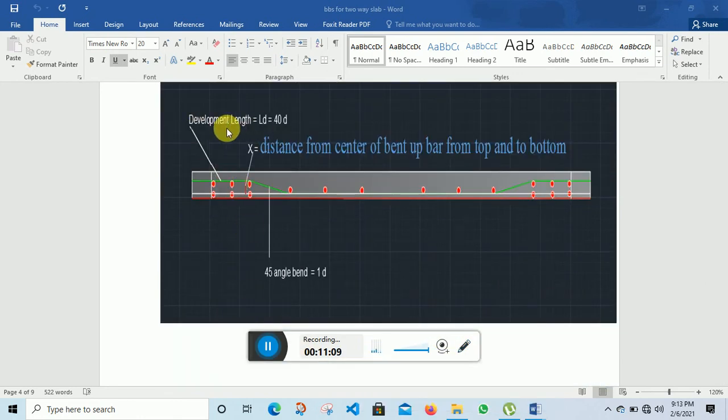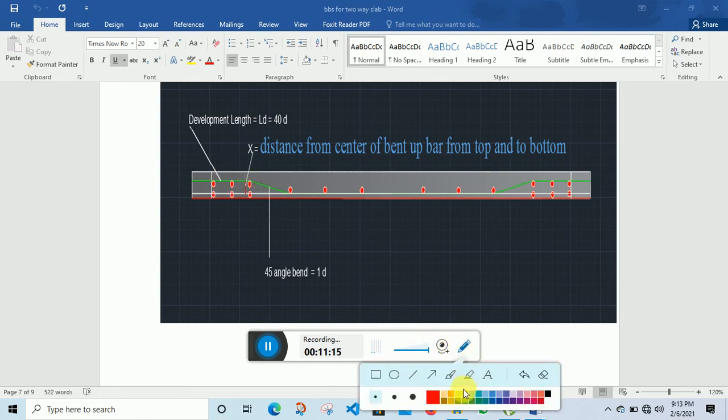This is the development length, LD, equal to 40 multiplied by D. From here to here we have this development length, and from here to here we have this development length. Okay, and this is x. From here to here we have this x distance, and this is the 45 degree bend. For the 45 degree bend we will take 1D only.